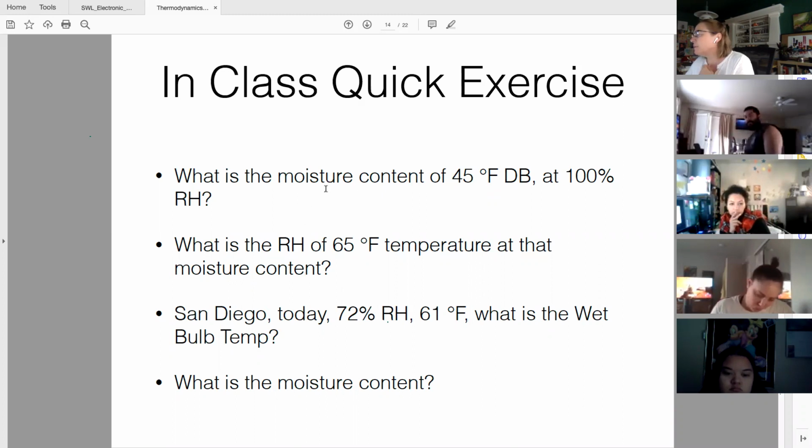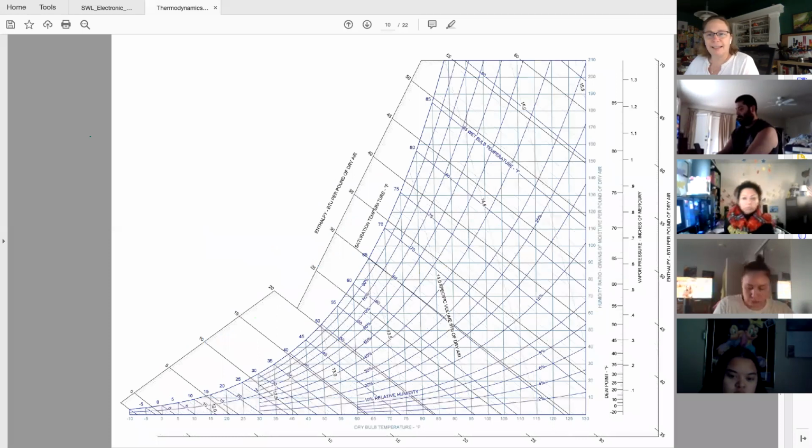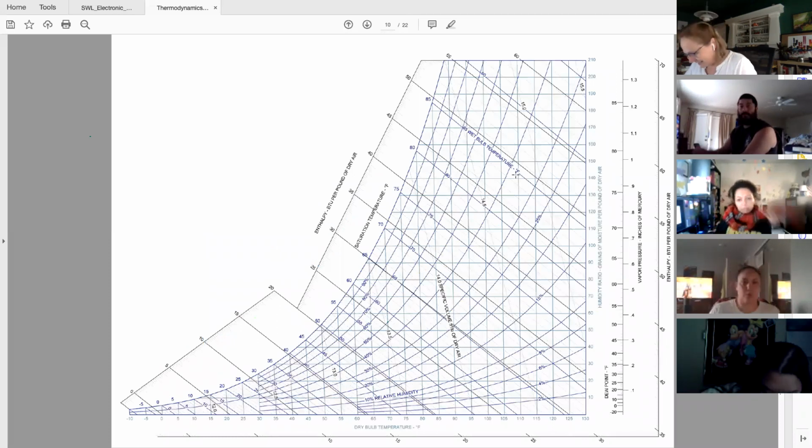Sorry, once we figure out this one, we will know what that moisture content is, and we will read the relative humidity at 65 degrees. And then, was it Dave and Arturo? You're looking at what's the wet bulb temperature for today in San Diego, 72 relative humidity, 61 degrees Fahrenheit. You guys got that? That's clear, right?